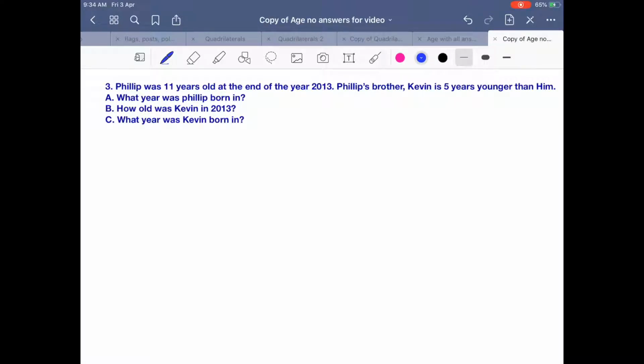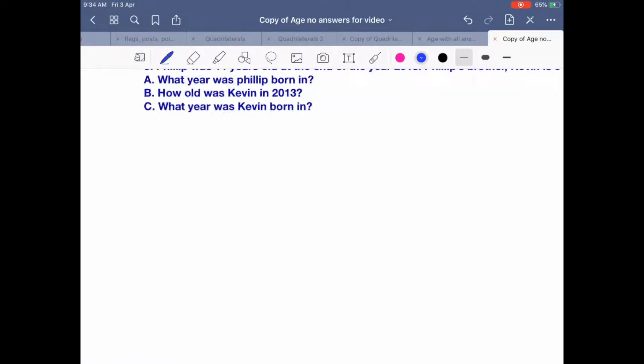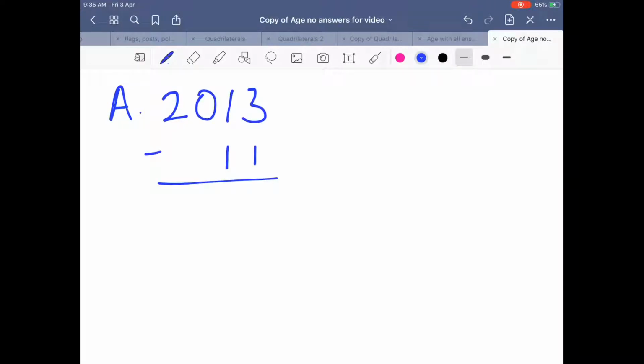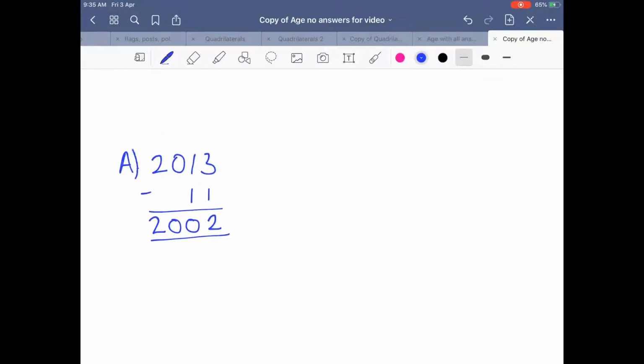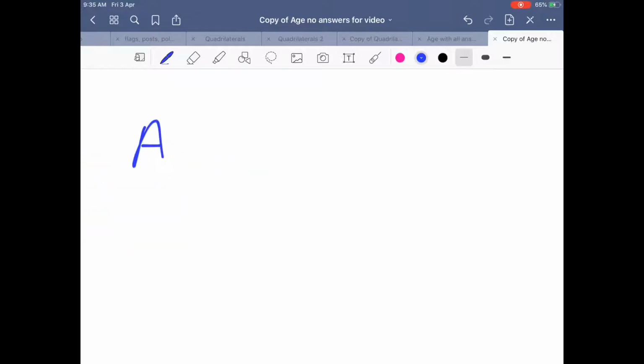So Part A. What year was Philip born in? We can determine anyone's date of birth if we are given their age in a particular year. We simply need to subtract their age from that year. So 2013 take away 11. 3 take away 1 is 2. 1 take away 1 is 0. 0, 2. So the year of Philip's birth is 2002.